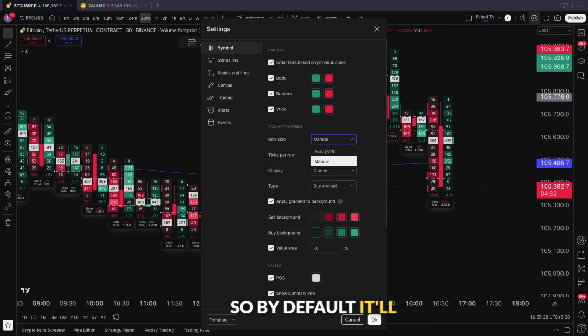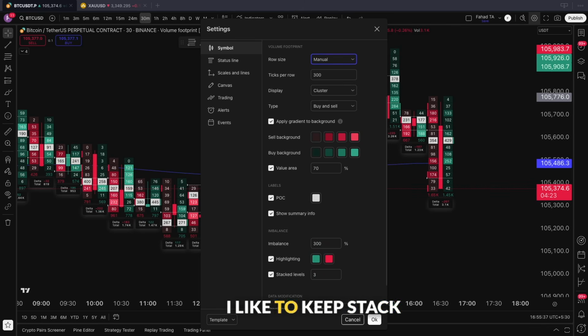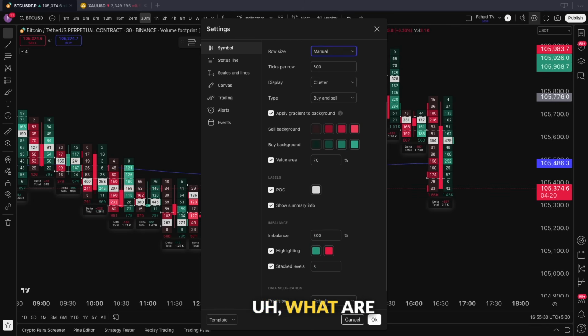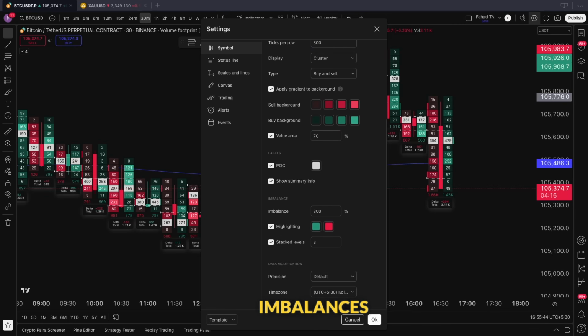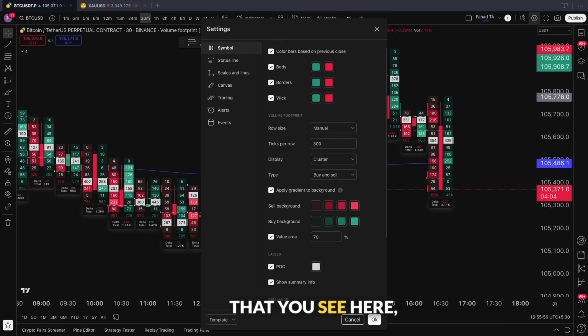By default it will be at auto, but usually I keep it at manual. I keep my ticks per row as 300, and then all these basic settings which you can see. I like to keep stack levels at 3. What are stack levels? Obviously I'll help you understand that as well. I keep the imbalances on at 300%. Usually that's my go-to number, but you can also increase or decrease it. What imbalance is, what stack levels are, what other names you see here, how they work and what they are, let's just get started with that.